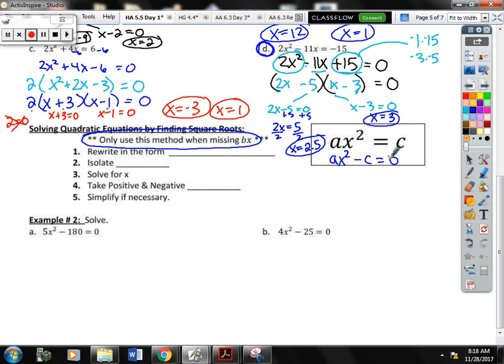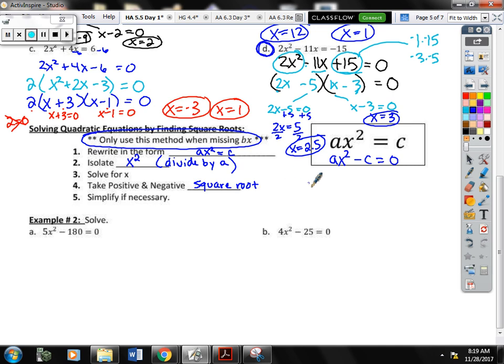So when you're solving this, you want to rewrite it into this format: ax squared equals c. And you're going to isolate the x squared by dividing by a. And then you're going to solve for x by taking a positive and a negative square root. I don't know how many of you will forget the plus or minus, but about half of you.